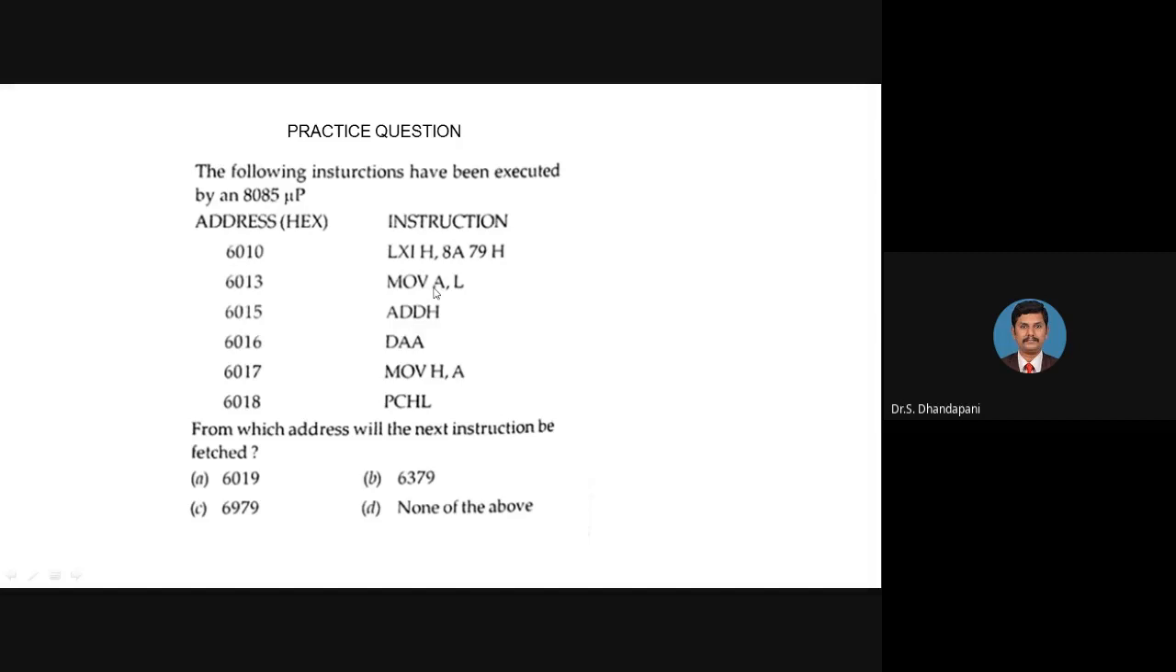Then the L value is moved to A. Then we should know how to perform addition. Hexadecimal numbers are given. Perform addition in hexadecimal or convert to binary and do it. Then the number should be converted to decimal, and after converting to decimal, the value is transferred to H. H new value is available, L original value is available, and H and L are transferred to PC. For that H and L, 4 answers are given. You can find it.